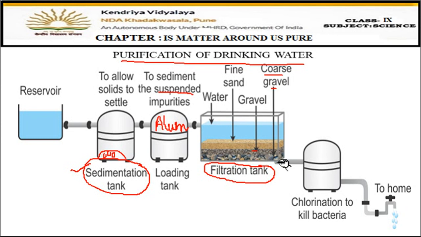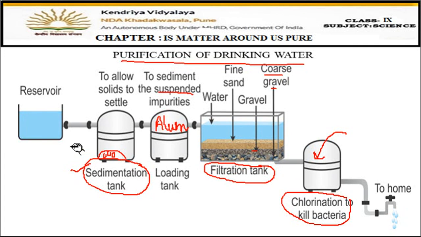from where the water is then allowed to go into the chlorination tank, right? In this chlorination tank, bleaching powder is added. Bleaching powder consists of chlorine, so this chlorine will kill the bacteria. And then afterwards, from this chlorination tank the water is supplied to all the houses. So this is the complete process of purification of drinking water.